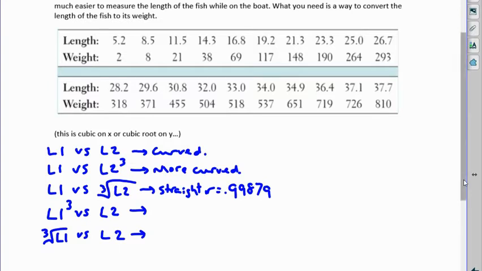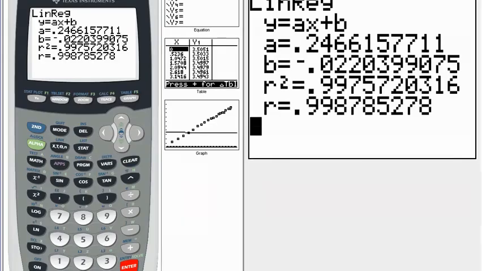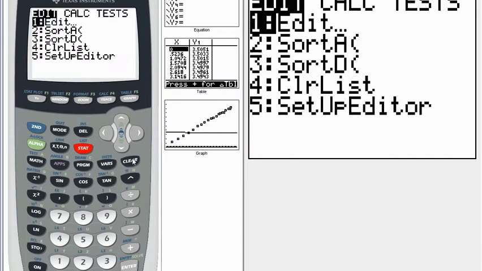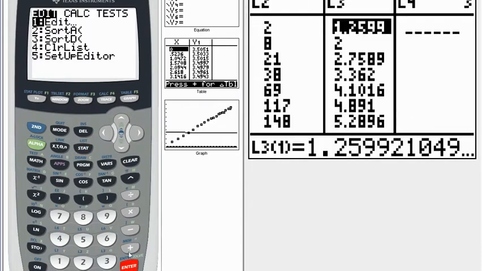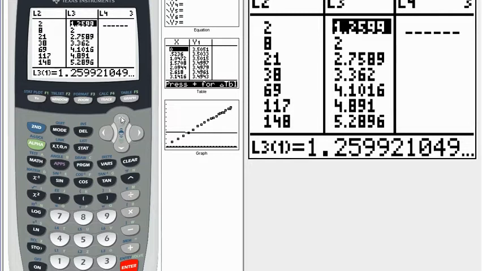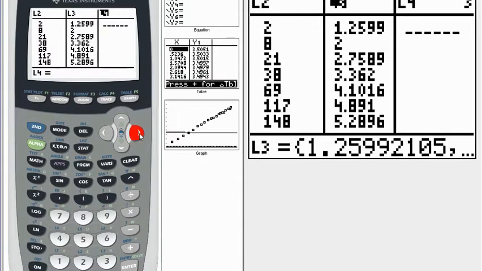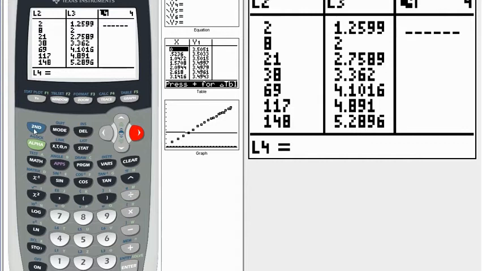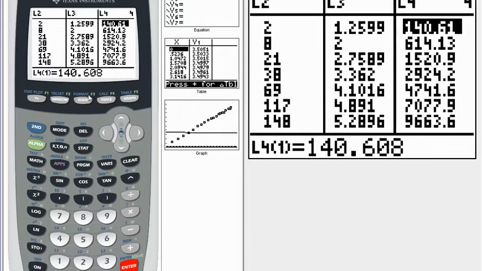Now, since we just saw that it was making it straight with the cubic root on L2, that would be the cubed L1. Those would be the ones that are related to each other. So I'm just going to go with that one to look at, because that's the one that's going to look somewhat straight. The other one is going to have become more curved. So, okay, in my L4, let's put the cubed x values. So I'm cubing L1 and putting that in L4.